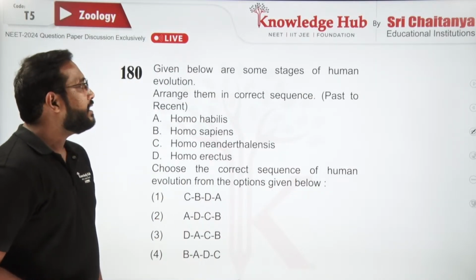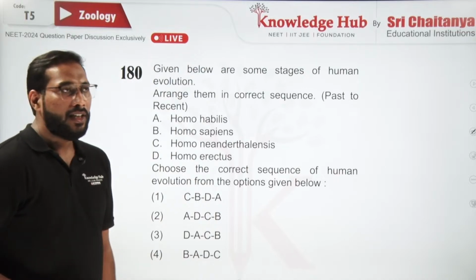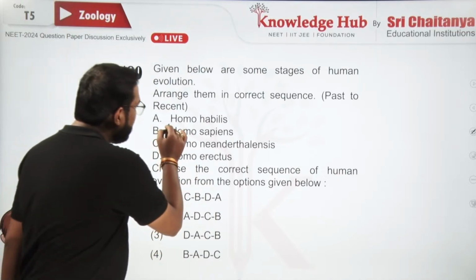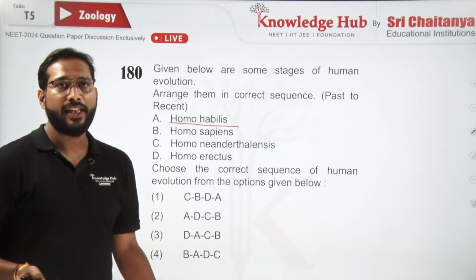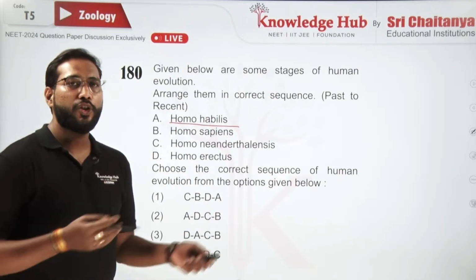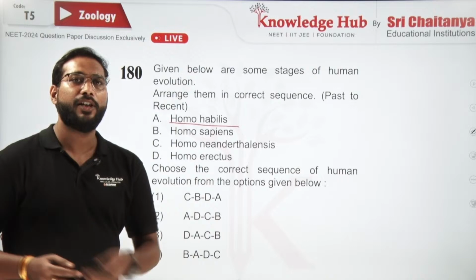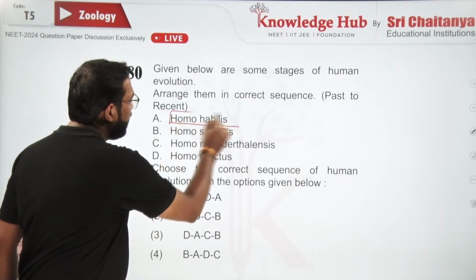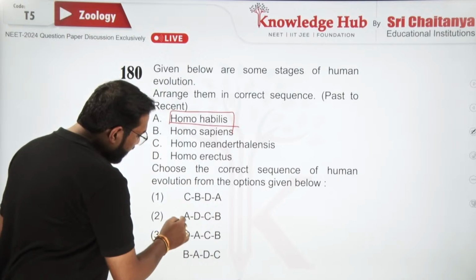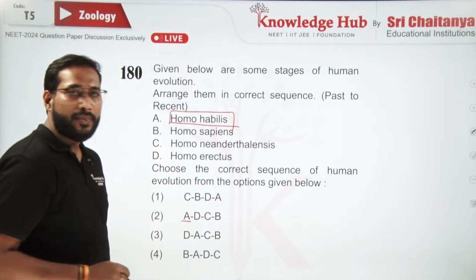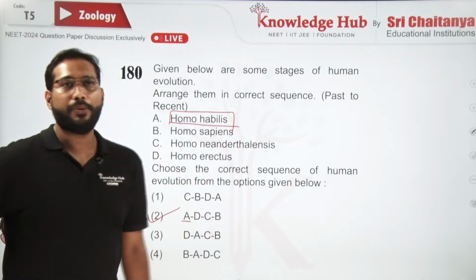Moving on to the next question, if we see here, given below are some stages of human evolution, incorrect sequence, past to recent. Now, the very first is Homo habilis, right? Obviously, we have studied it in NCERT. The very first human to evolve after Australopithecus, Shivapithecus and Ramapithecus was Homo habilis, the first member of the Homo genus. And if you see here, only one option contains A first. Therefore, this is the correct option, right?